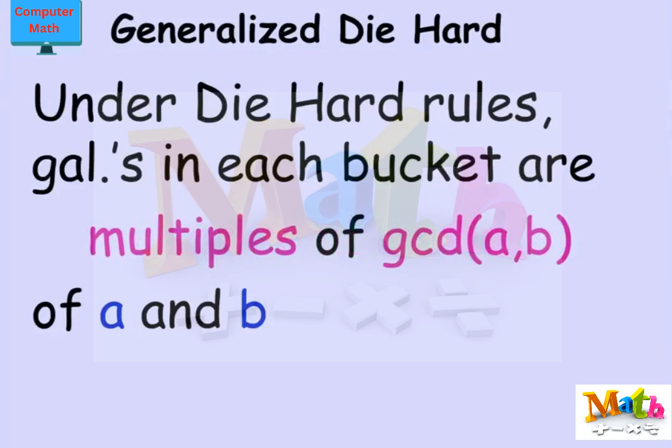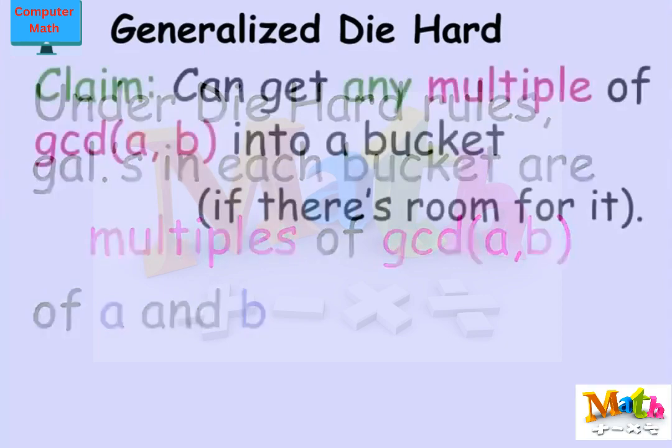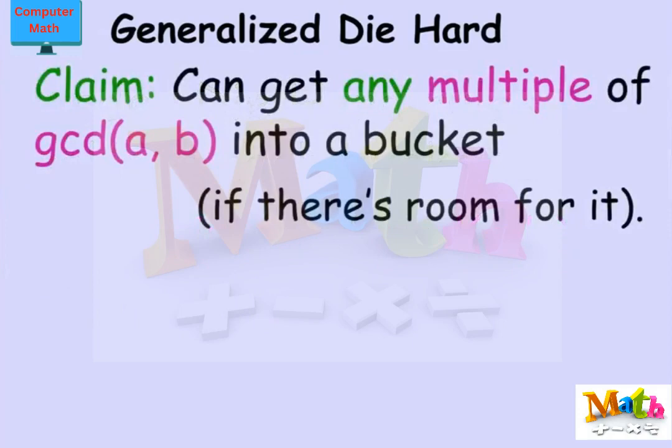The reason is that the GCD is a divisor of A and B. Of course, it's a common divisor, and therefore it divides any linear combination of A and B. So any linear combination of A and B is a multiple of the GCD, and the GCD is itself a linear combination. So linear combinations of A and B are the same as multiples of GCD. So that gives us a pretty good understanding of what the amounts that we can get in the various buckets are. We can only get multiples of the GCD, but in fact you can get any multiple of the GCD of A and B into a bucket, providing it'll fit in the bucket.